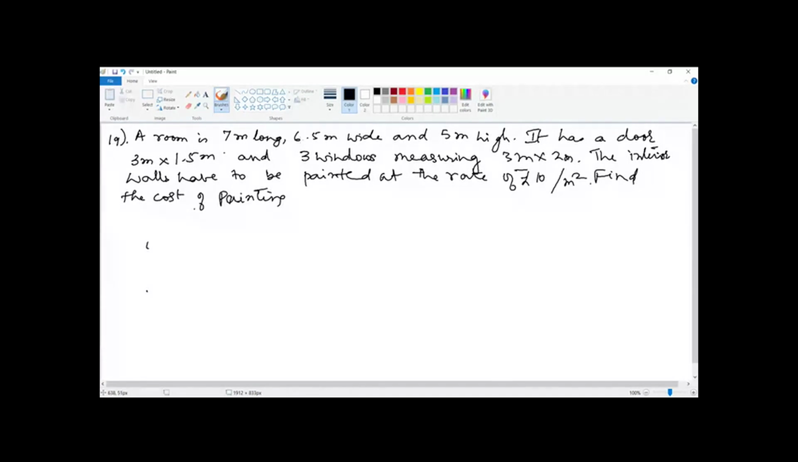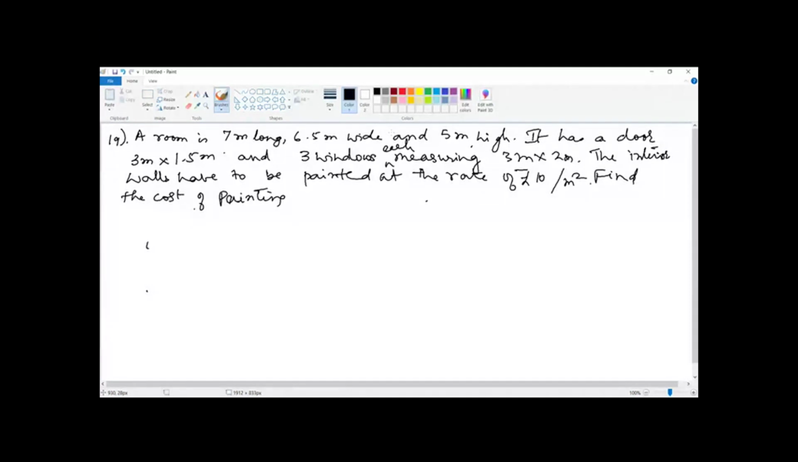Do this. There is a room. Can you see my screen? I have written the question. There is a room 7 meter long, 6.5 meter wide, and 5 meter high. It has a door 3 meters into 1.5 meters, 3 windows each of them measuring 3 meters into 2 meters. Interior walls have to be painted at the rate of 10 rupees per meter square. Find the cost of painting.